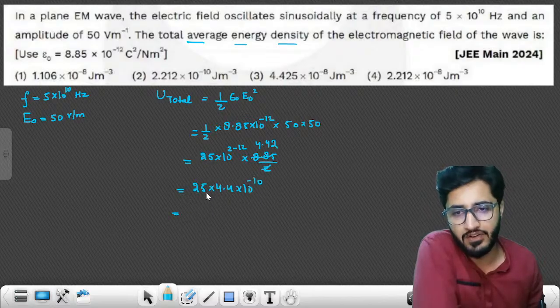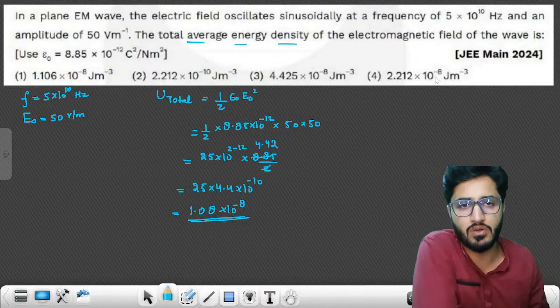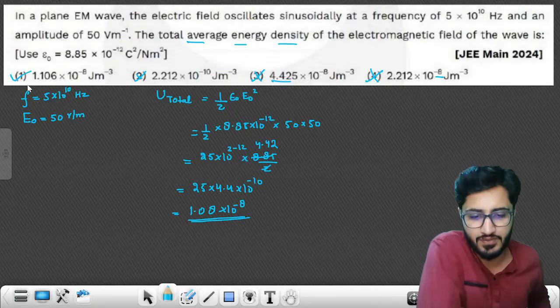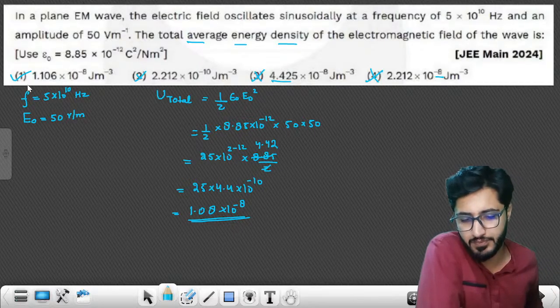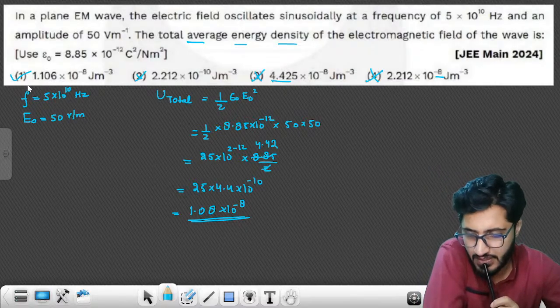If it is 100, it will be 1.08 or something like that, times 10 to power minus 8. Minus 8. Now look, minus 8 but 2 is wrong, 4 minus 8 is wrong. Option A, 1.106 times 10 to power minus 8 joule per meter cube is correct. Easy or super easy? I am showing you each and everything, my beta.